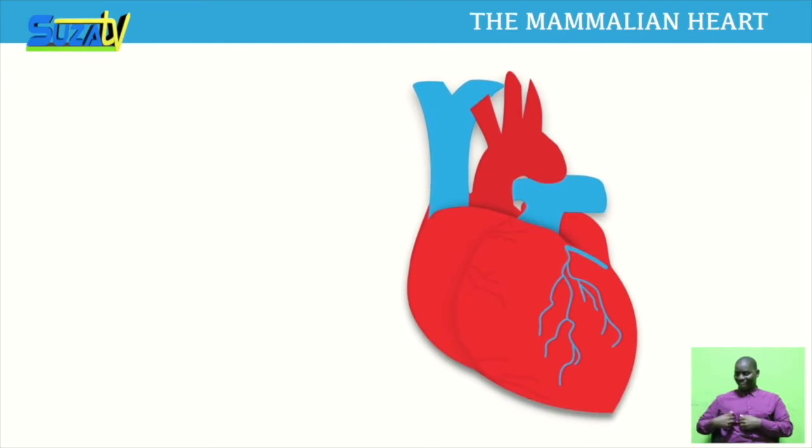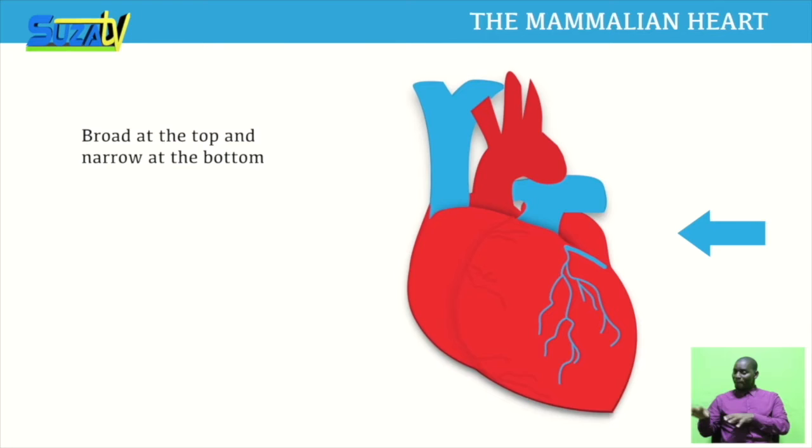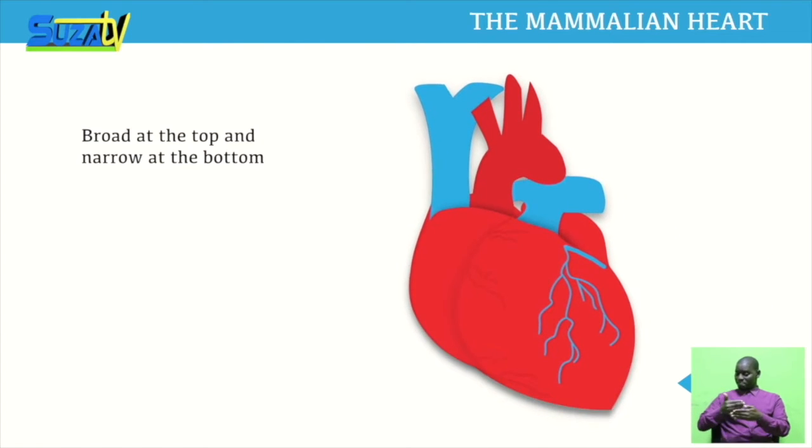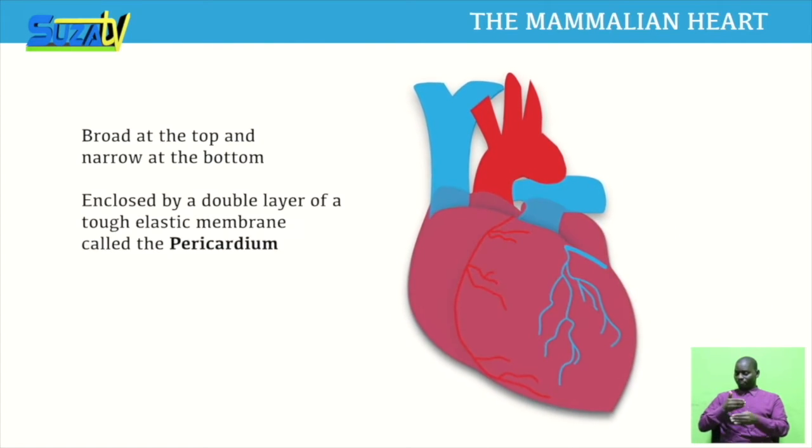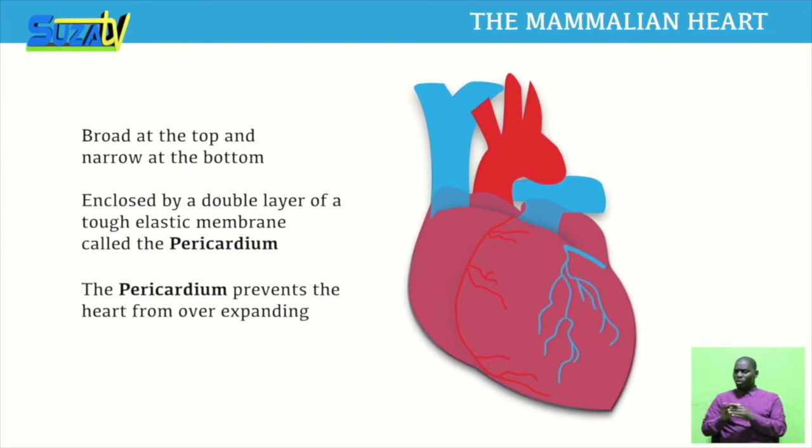The mammalian heart is broader at the top and narrower at the bottom, as you can see. It is enclosed by a double layer of tough inelastic membrane called the pericardium. The pericardium prevents the heart from overexpanding when it beats. The pericardial fluid helps the membranes to move smoothly against each other.